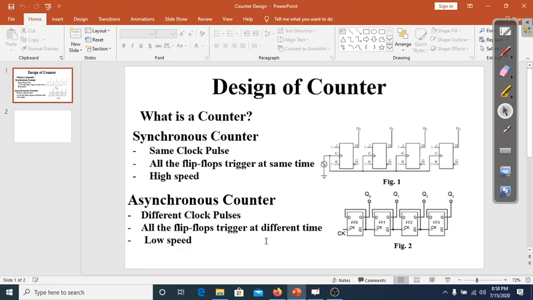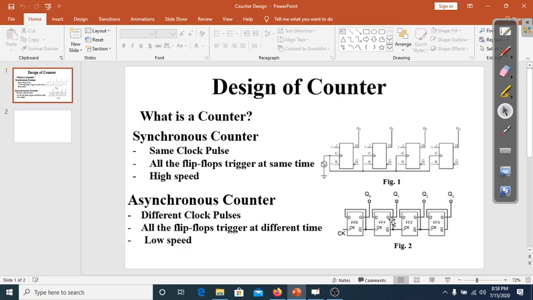Taking into account the figure 2, here we see that all 4 flip-flops have different clock pulses. Here the output of first flip-flop is the clock pulse of second flip-flop, and so on. So these flip-flops work at different clock pulses. Therefore, these have low speed as compared to synchronous counter.